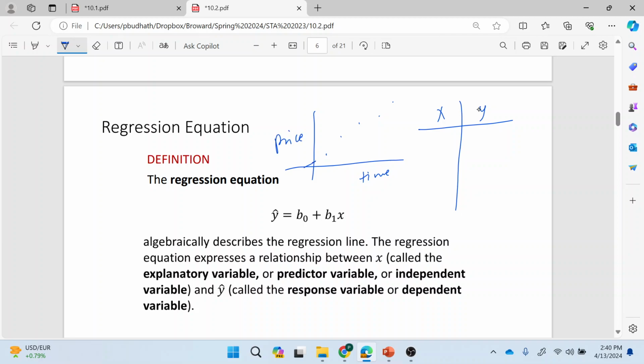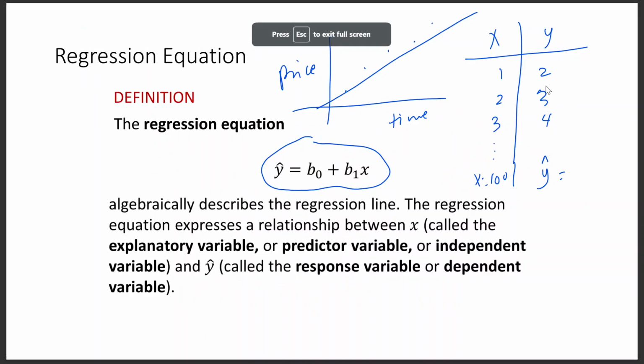If they are linearly correlated, we would like to find this line, where this y-hat represents the prediction for the value of y for any value of x. Let's say if x is 1, y is 2; x is 2, y is 3; x is 3, y is 4, something like that. What is the value of y when x is 100? We would like to make that prediction, and that can be denoted by this y-hat. This equation is called the regression equation.